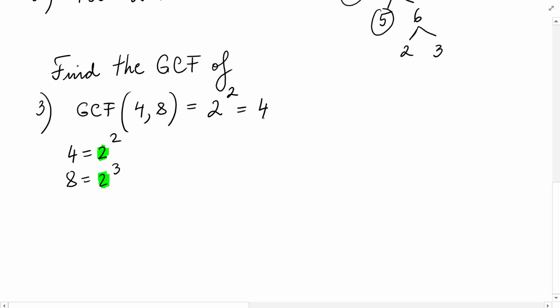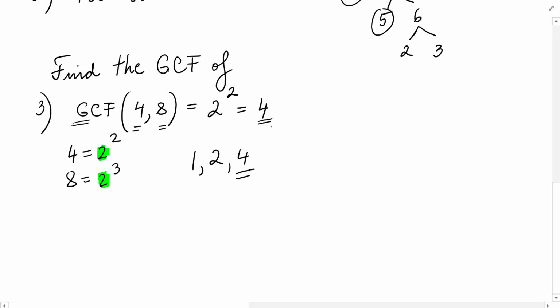What does that mean? It means both 4 and 8 divide evenly by 4. So if you think about it, 2, it's also a common factor of 4 and 8 because 4 divided by 2 is 2 and 8 divided by 2 is 4. 1, it's also a common factor of 4 and 8. But the greatest one between 1, 2, and 4, it's 4. So that's why we get 4 here.